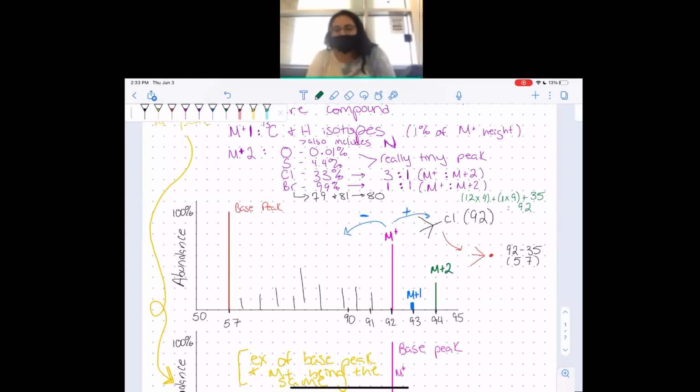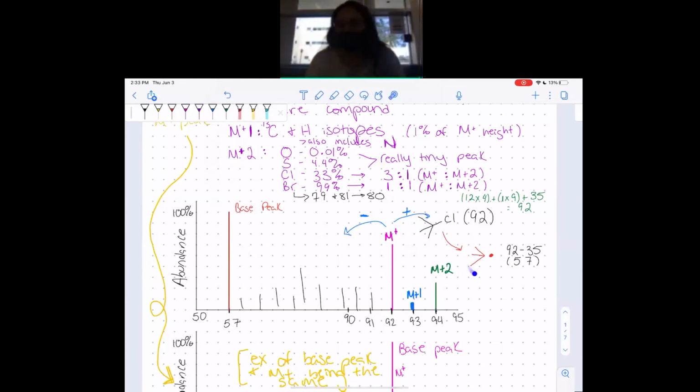So someone is asking why we subtracted the mass of chlorine from 92. So the base peak is telling us the most stable fragment. And so we know this is the most stable fragment. And so we take the total mass and we subtract the mass of chlorine because the chlorine is gone, and we get 57. So that's why we subtracted chlorine. You're so welcome.